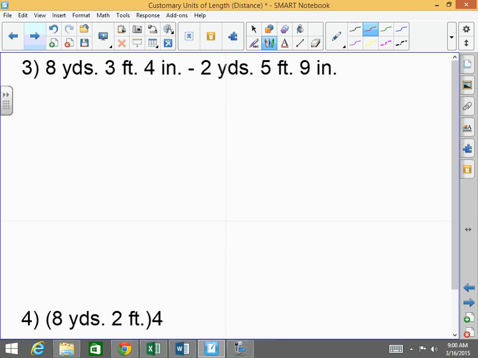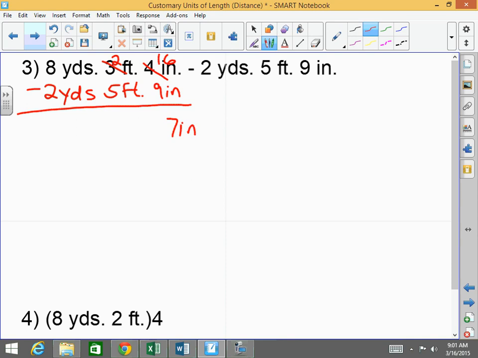Let's try another one. I got 8 yards, 3 feet, 4 inches, minus 2 yards, 5 feet, 9 inches. Okay. Can I take 9 inches away from 4 inches? No. But I can borrow 1 foot, making this 2 feet, correct? And if I borrow that foot, I'm going to add 12 inches to the 4 inches here, making that 16. Does everyone see that? Are you sure, my brothers? 16 minus 9 is 7 inches.